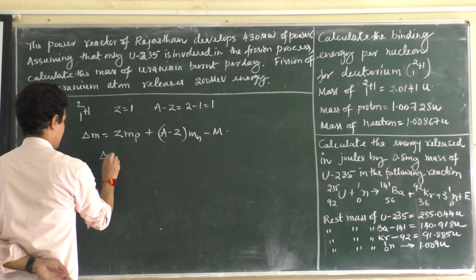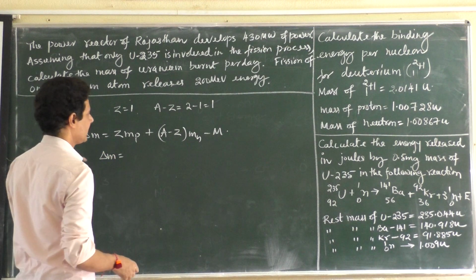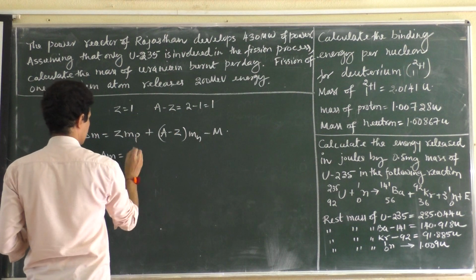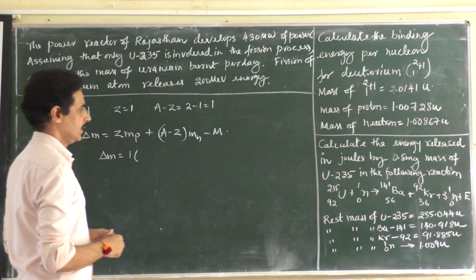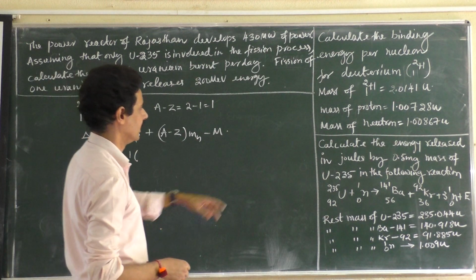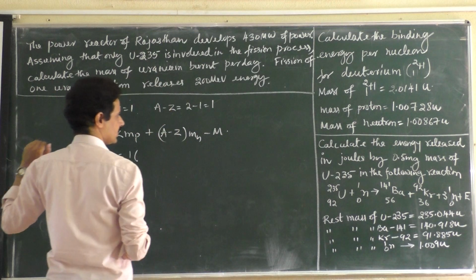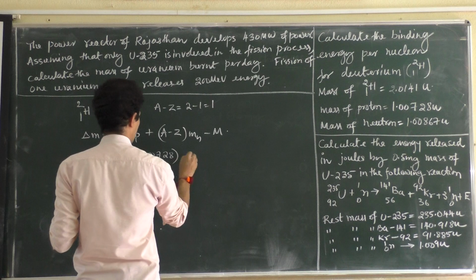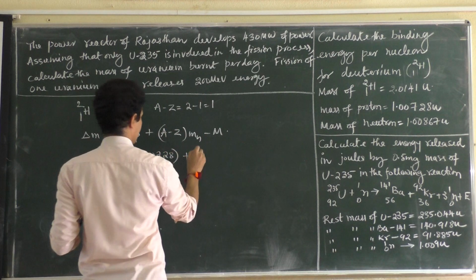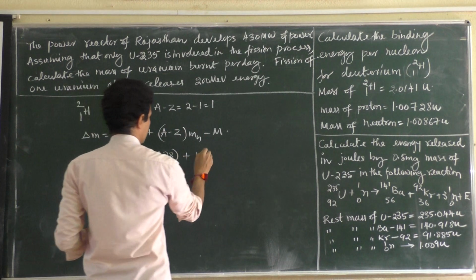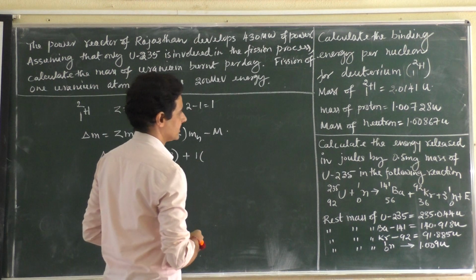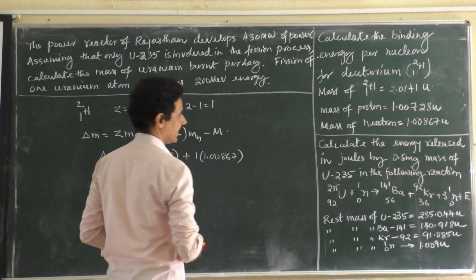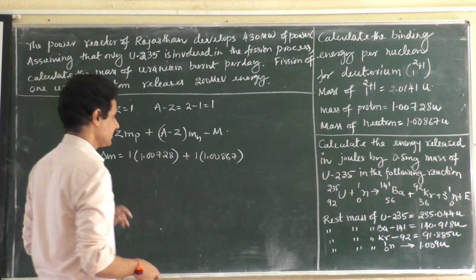First of all, we will calculate mass defect, which is Z into mass of each proton. What is Z? Atomic number 1, into mass of each proton. What is the mass of each proton? We will take it from here. Mass of proton 1.00728, plus A minus Z, that is already calculated, into mass of each neutron. What is the mass of neutron? It is 1.00867 atomic mass unit, minus mass of the actual nucleus.